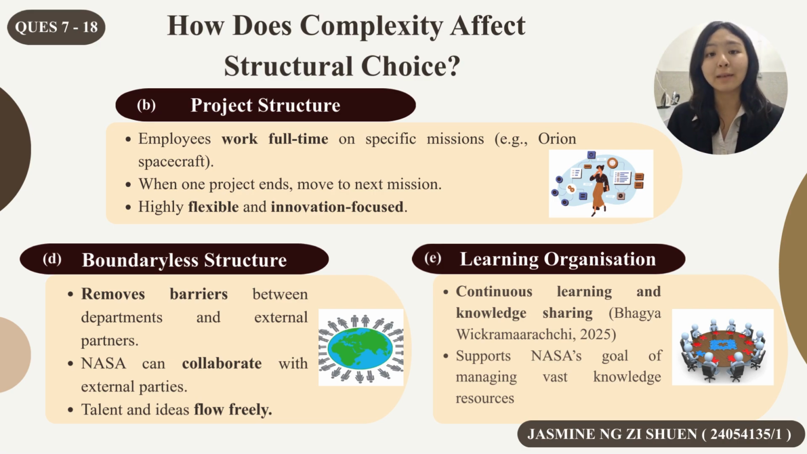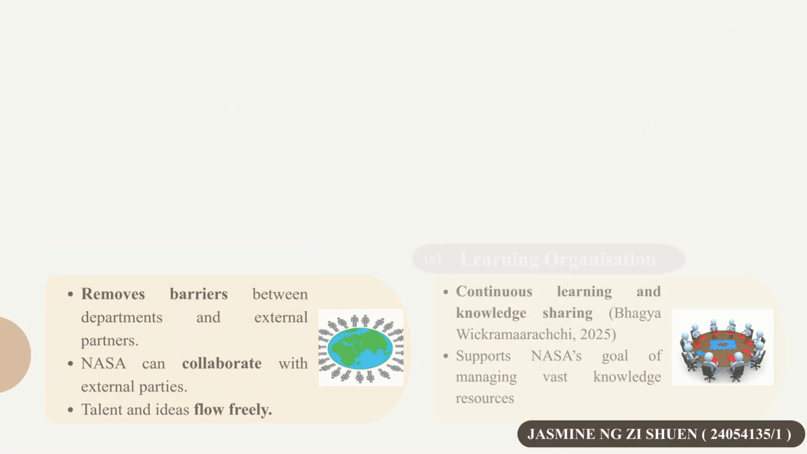Finally, NASA also aims to be a learning organization where employees continuously gain new knowledge and apply it in future missions. This supports NASA's effort to manage its massive knowledge resources and encourages a culture of continuous improvement. In summary, the complexity of NASA's environment directly affects its organizational structure. By using organic, team-based, matrix, project, boundaryless, and learning structures, NASA ensures that knowledge and expertise are effectively used.